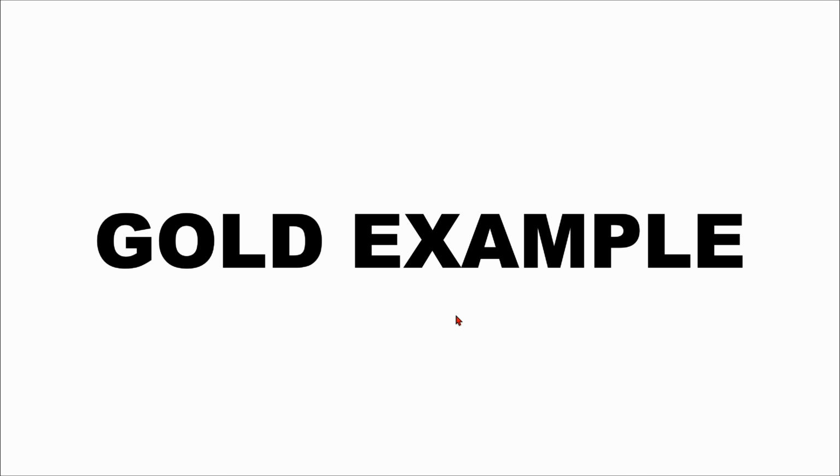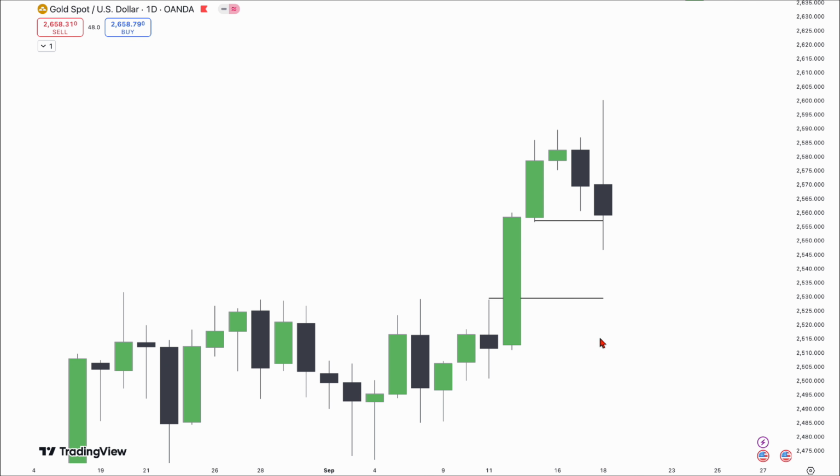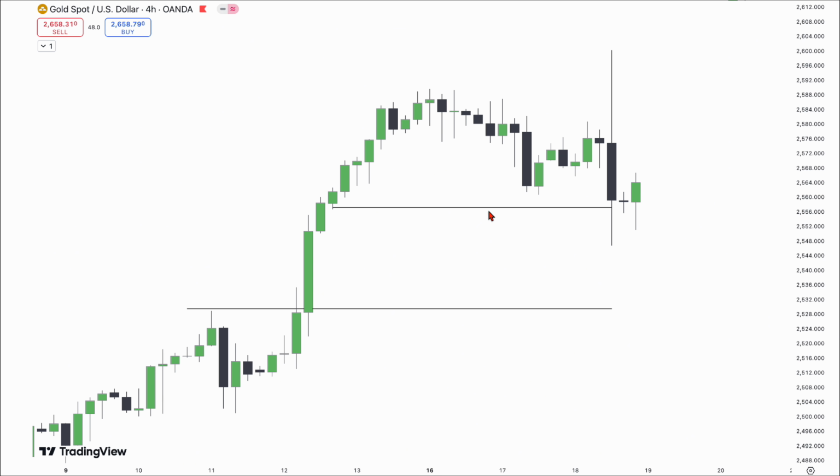So finally, guys, we move on to our last and final example of gold. We are on the daily chart, and we are in a bullish trend, and we tapped into a fair value gap, and the fair value gap got respected, so we expect prices higher, and we are bullish for the next day. Let's hop on to the 4-hour chart. We are on the 4-hour chart now. Price respects the daily fair value gap. Let's see what happens next.